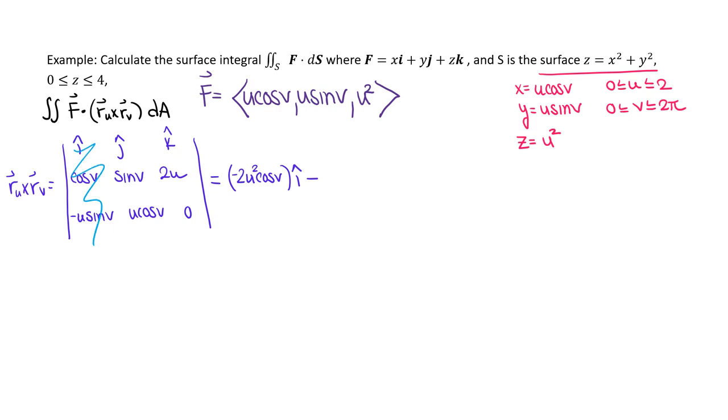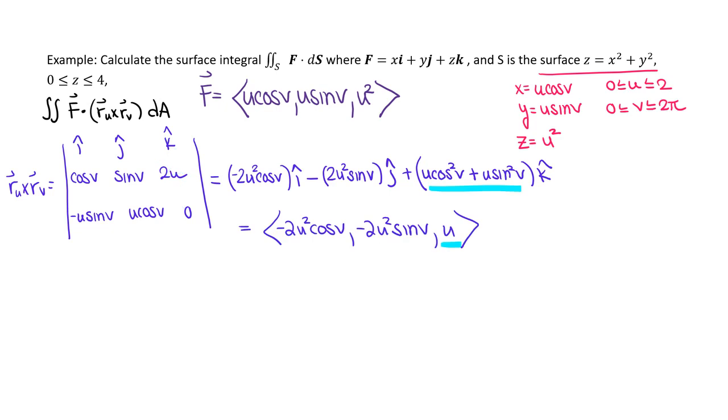So the i component, I got negative 2u squared cosine v. The j component, it becomes minus a minus a minus, so negative 2u squared sine v. And then my k component, u cosine squared plus u sine squared. We can simplify that last term down to u. You can factor the u out, Pythagorean identity. And so there's my normal vector.